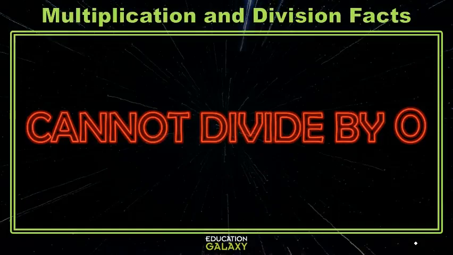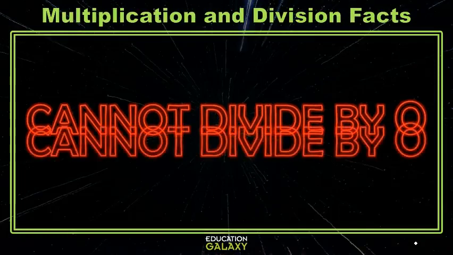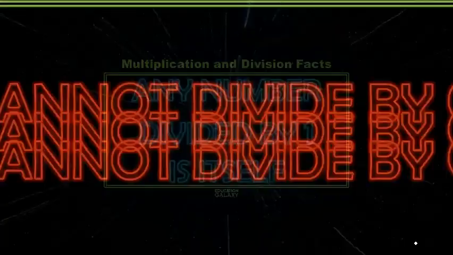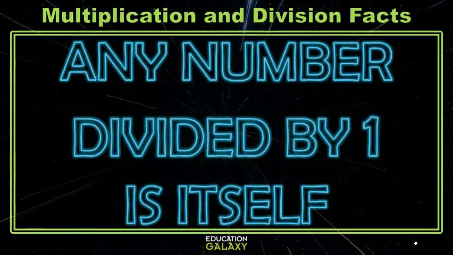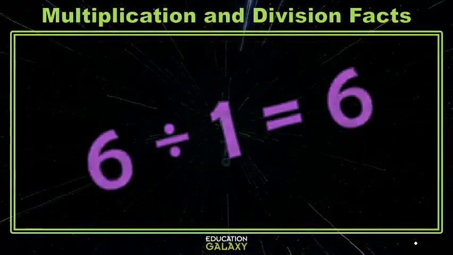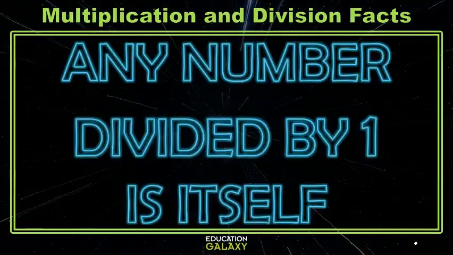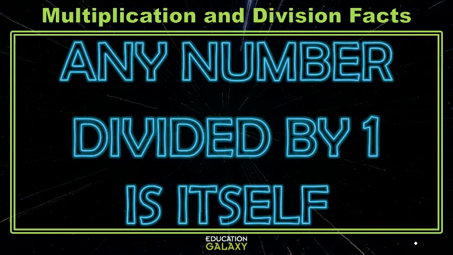Couple rules here. You cannot divide by 0. Okay. And any number divided by 1 is itself. So 6 divided by 1 is 6. 0 divided by 1 is 0. And 1 divided by 1 is 1 because any number divided by 1 is itself.